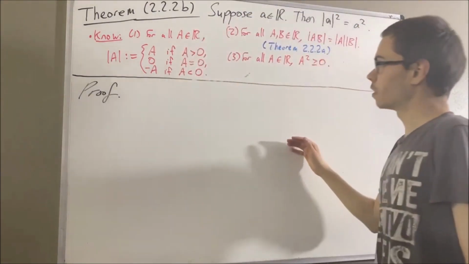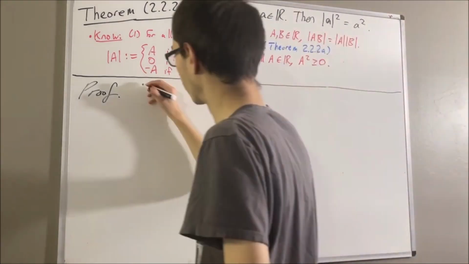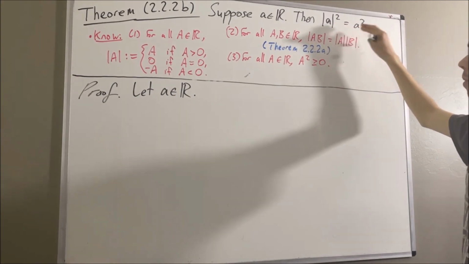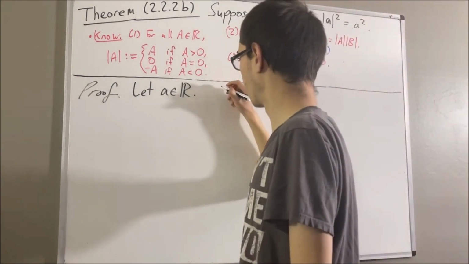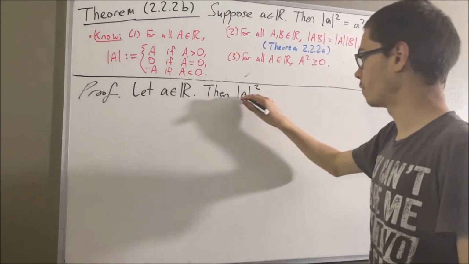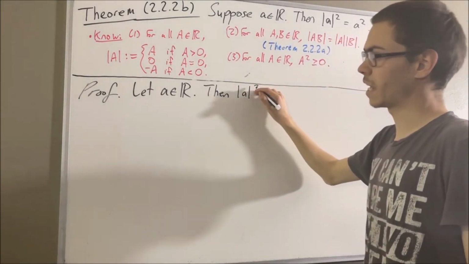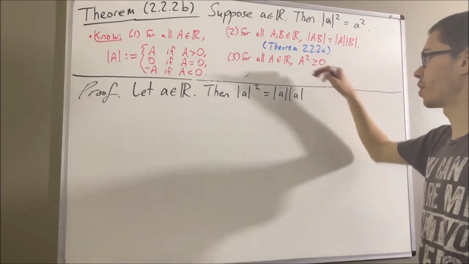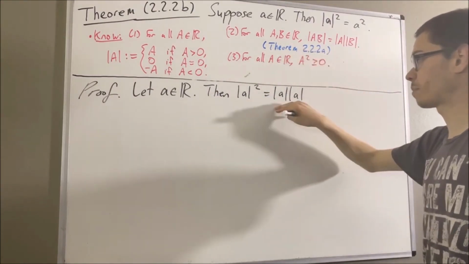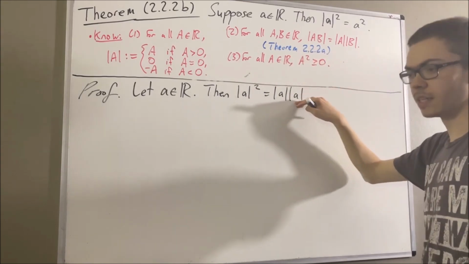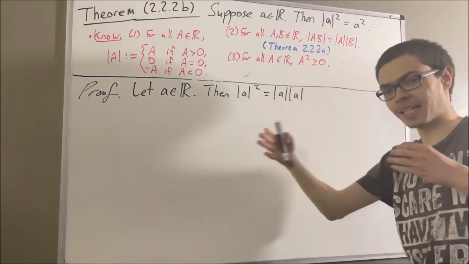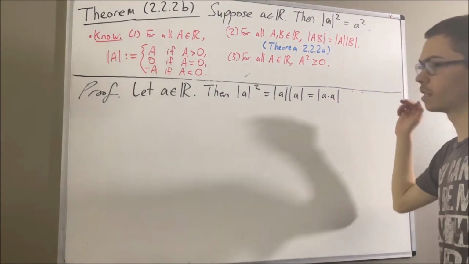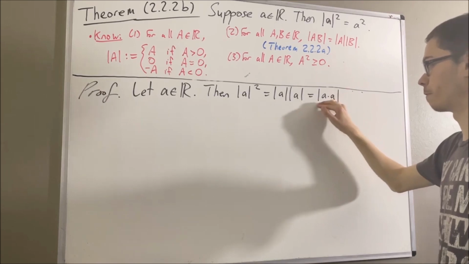To start out the proof, let's give ourselves an arbitrary real number a. And our goal is to prove this statement. I'm going to start by writing the left-hand side. We know that the absolute value of a squared is the same thing as the absolute value of a times the absolute value of a. And by Theorem 2.2.2a, the absolute value of a times the absolute value of a is equal to the absolute value of a times a. And since a times a is equal to a squared, this is the same thing as the absolute value of a squared.